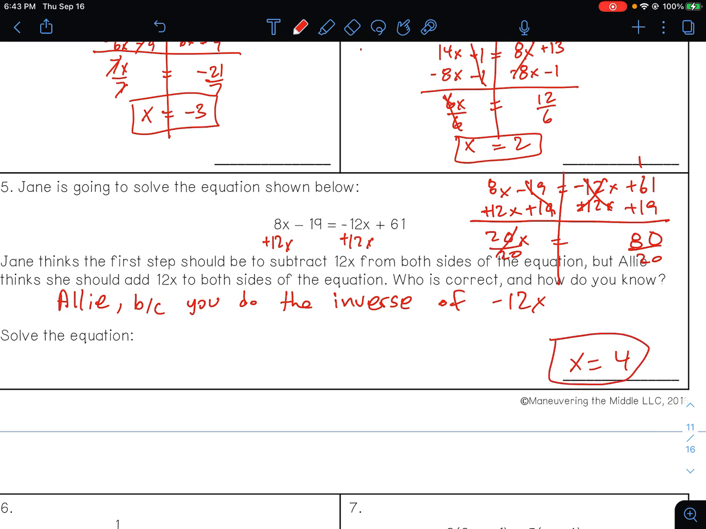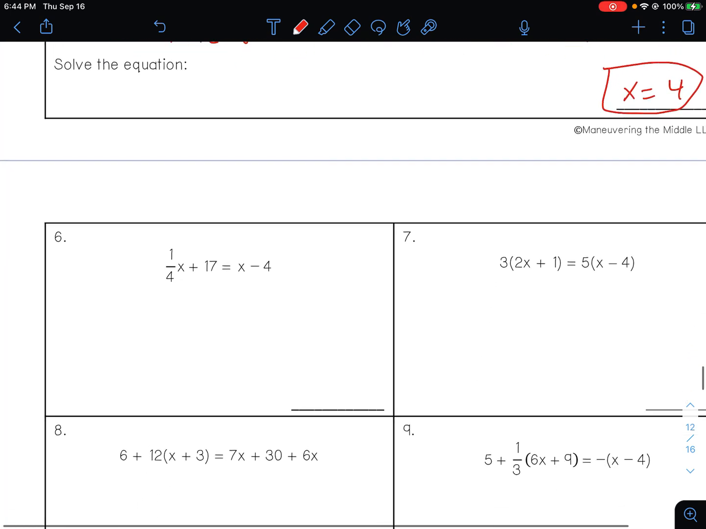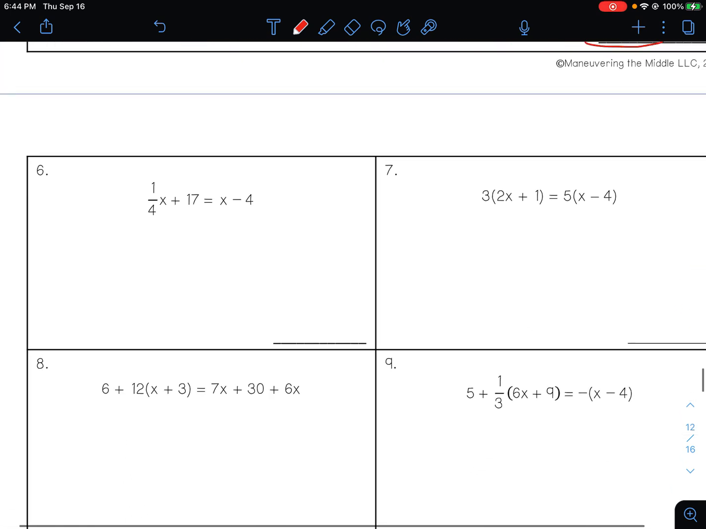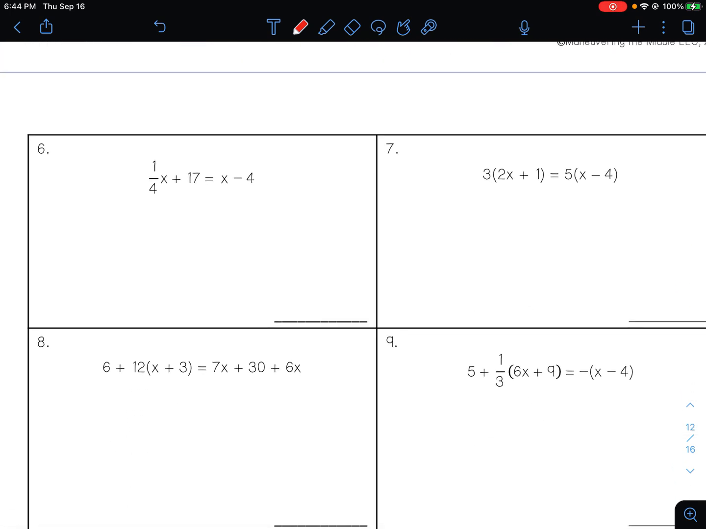All right, next page. Got a couple more. It starts getting crazy, but this one's doable. It's just got a fraction is all, which we're not used to, but it's okay. We've got 1/4 x and x. I'm going to subtract 1/4 x.